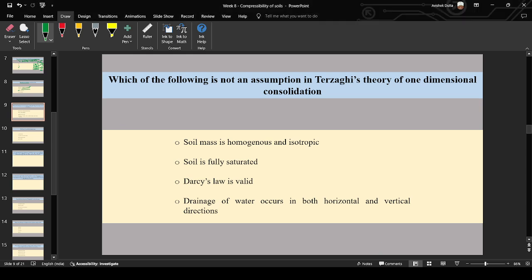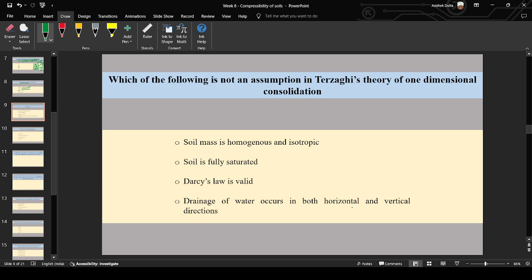Which of the following is not an assumption in Terzaghi's theory of one-dimensional consolidation? In the question, the answer was there itself. Terzaghi's theory of one-dimensional consolidation. So in one-dimensional consolidation, Terzaghi assumes that the loading is applied in one direction so that the drainage occurs in one direction, vertical direction, and not horizontal. If it occurs in both horizontal and vertical direction, then it will be two-dimensional consolidation. Terzaghi has assumed in this case that the drainage of water occurs due to loading in one direction only, and it is vertical direction.